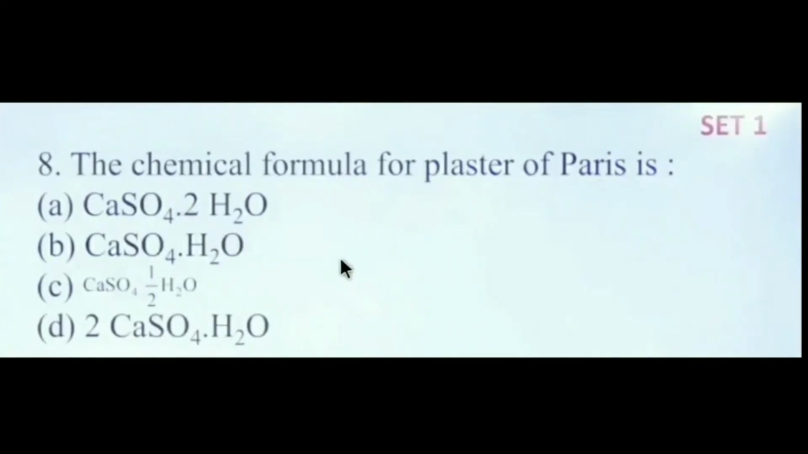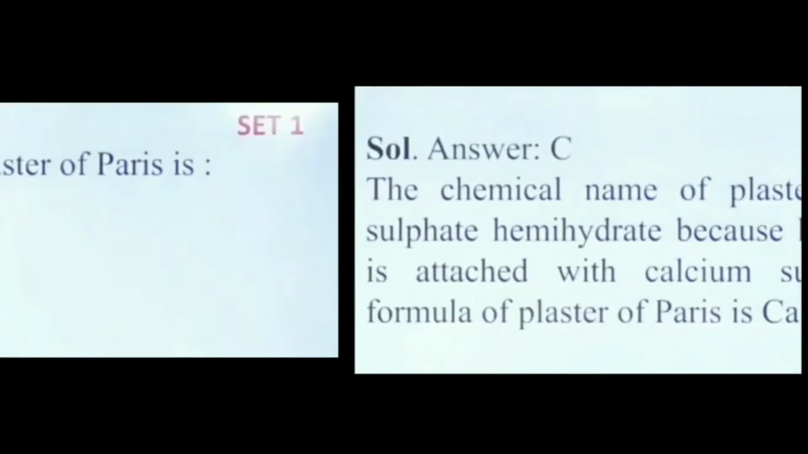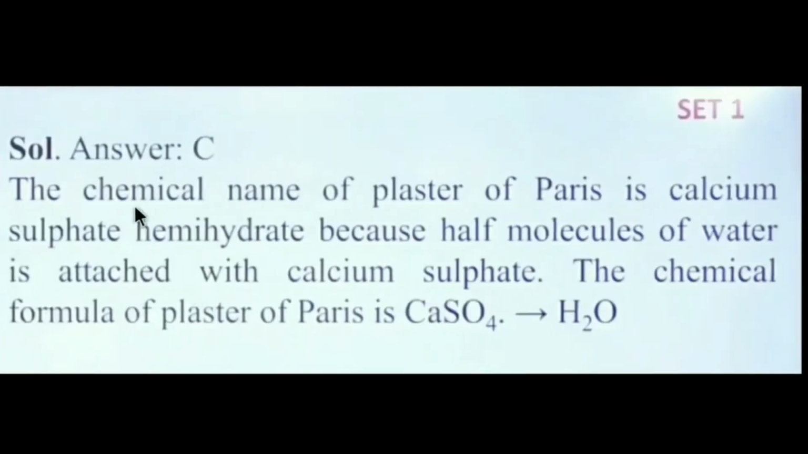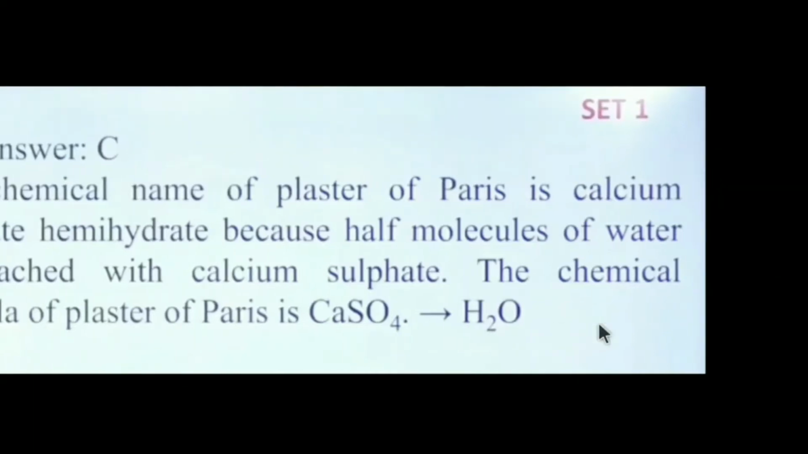The chemical formula of plaster of Paris is, answer is C, CaSO4 half H2O. The chemical name of plaster of Paris is calcium sulfate hemihydrate because half a molecule of water is attached with calcium sulfate. The chemical formula of plaster of Paris is CaSO4 half H2O, while gypsum is CaSO4 2H2O.